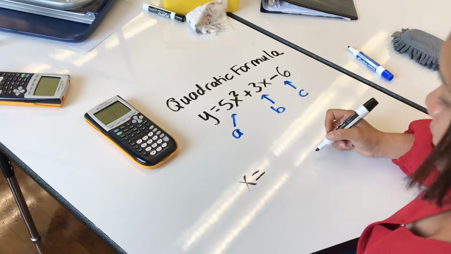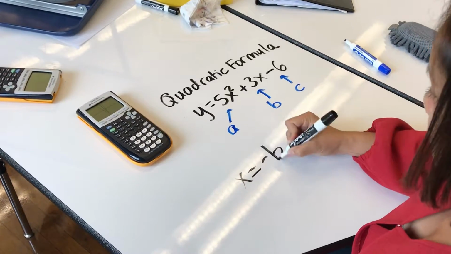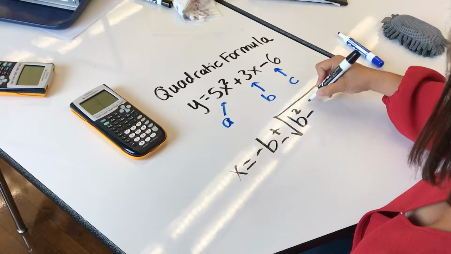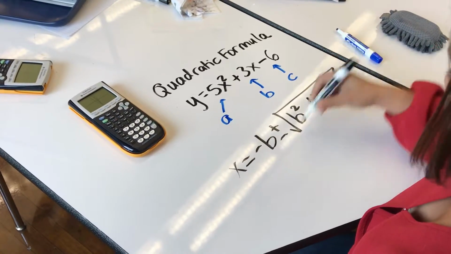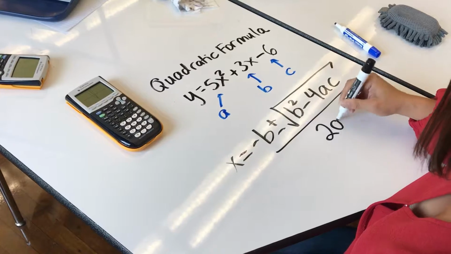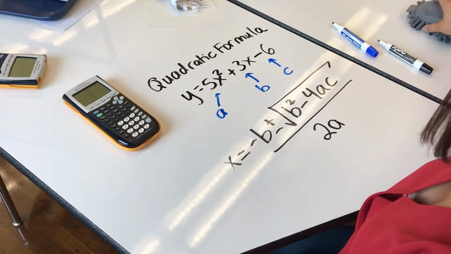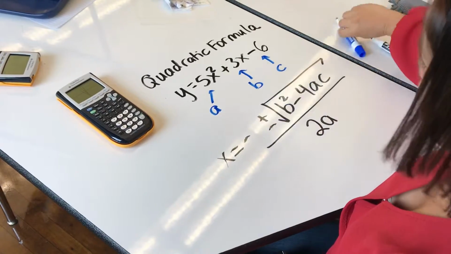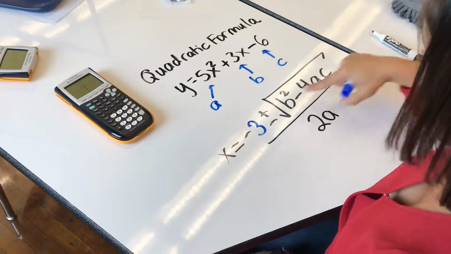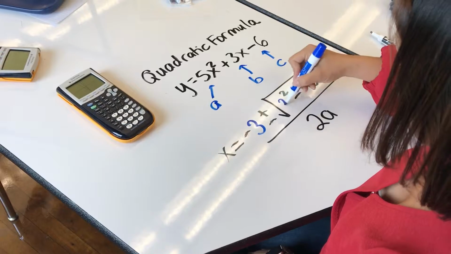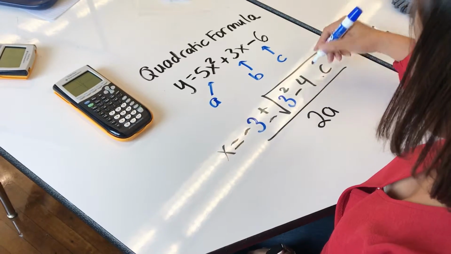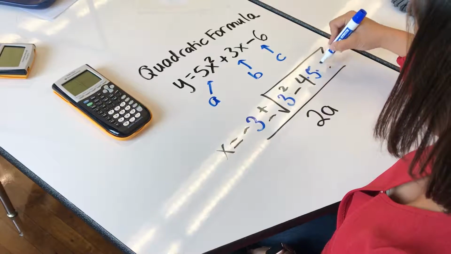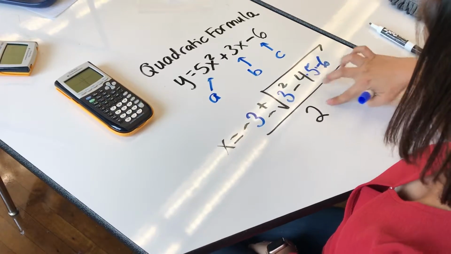And the equation is x equals negative b plus or minus the square root of b squared minus 4ac, all over 2a. Now I'm going to plug in those numbers. So b is 3, negative 3. A is 5, and C is negative 6, and then A again is 5.